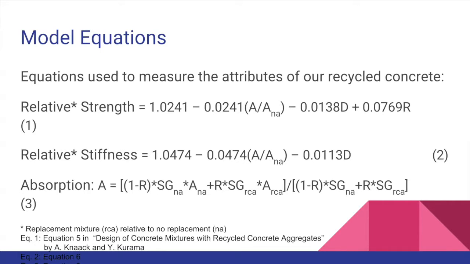It's also dependent on D, which is the deleterious material content of the recycled aggregate, which we're assuming to be 0 for this project. And then for relative strength, it's also dependent on the percent replacement, or R, of our recycled compared to our natural aggregate. And equation 3 at the bottom shows how to calculate the exact absorption for a mix, which also uses R, SG, which is just the specific gravity dealing with the weight of the natural aggregate and recycled aggregate, and the individual A values of Na and RCA.